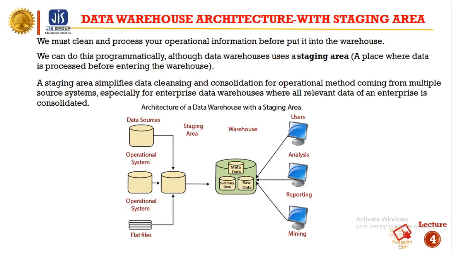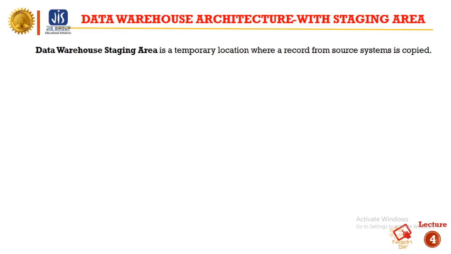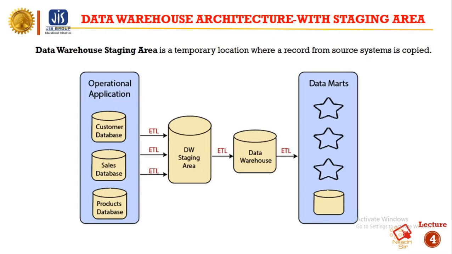So this is the pictorial representation of an architecture of a data warehouse with a staging area. The data warehouse staging area is a temporary location where a record from the source system is copied. So this is the pictorial representation. As you can see, the data warehouse staging area is a temporary location where the records are stored.